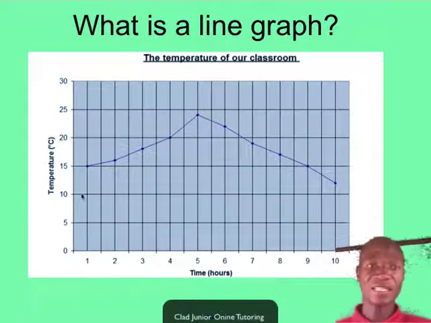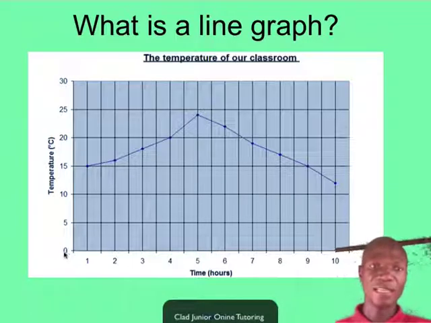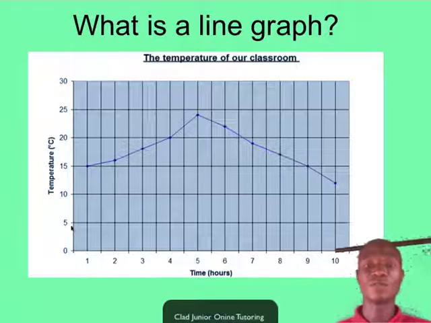The scale that is used must be uniform. Like in this case, you can see 0, 5, 10, 15, 20, 25, 30. You are not supposed to say 0, 1, 15, 25. No. It must be uniform.